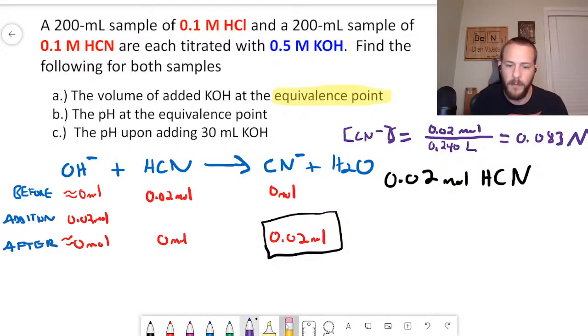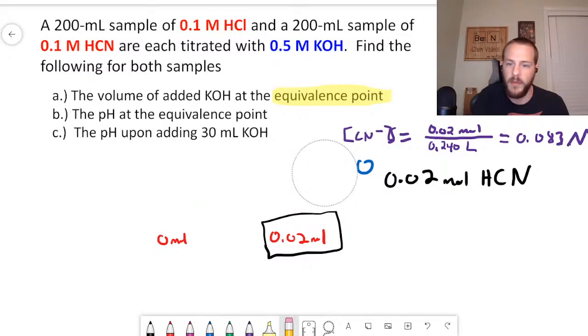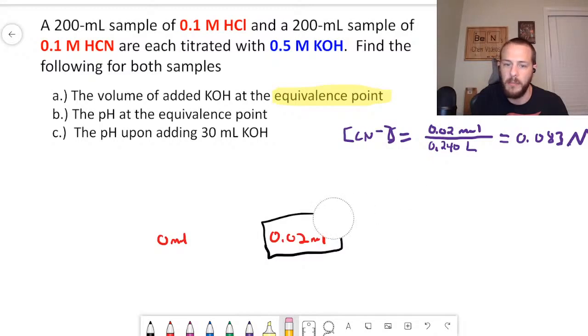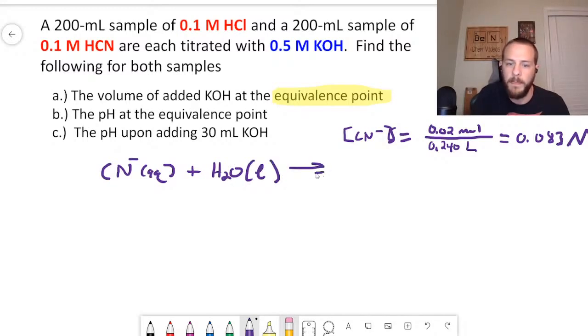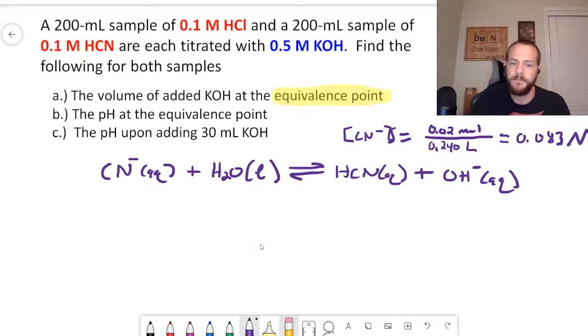Okay, so let me erase all of this stuff that we no longer need. We do need the initial concentration of CN minus. That is very, very important. So let's write the chemical equation for this equilibrium process. We have CN minus, aqueous, and that's going to react with water, H2O, liquid. CN minus is going to accept a proton from the water, and that's going to give us HCN aqueous. And the water, having donated a proton, having acted as an acid, is left with just OH minus, aqueous.